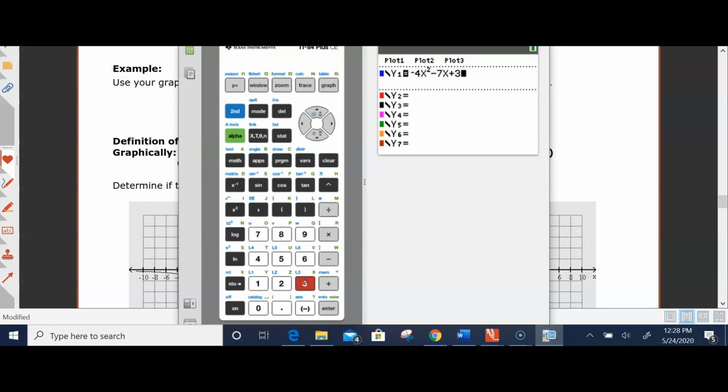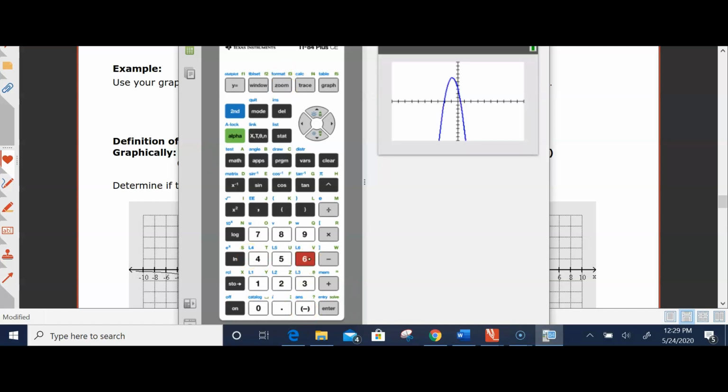Let me just make a note. If you have to make something negative, you must use this little negative symbol right here, not the subtraction symbol. So the negative I used before I typed in the 4 made it a negative 4. All right, so I'm going to go to Zoom 6 and graph it.